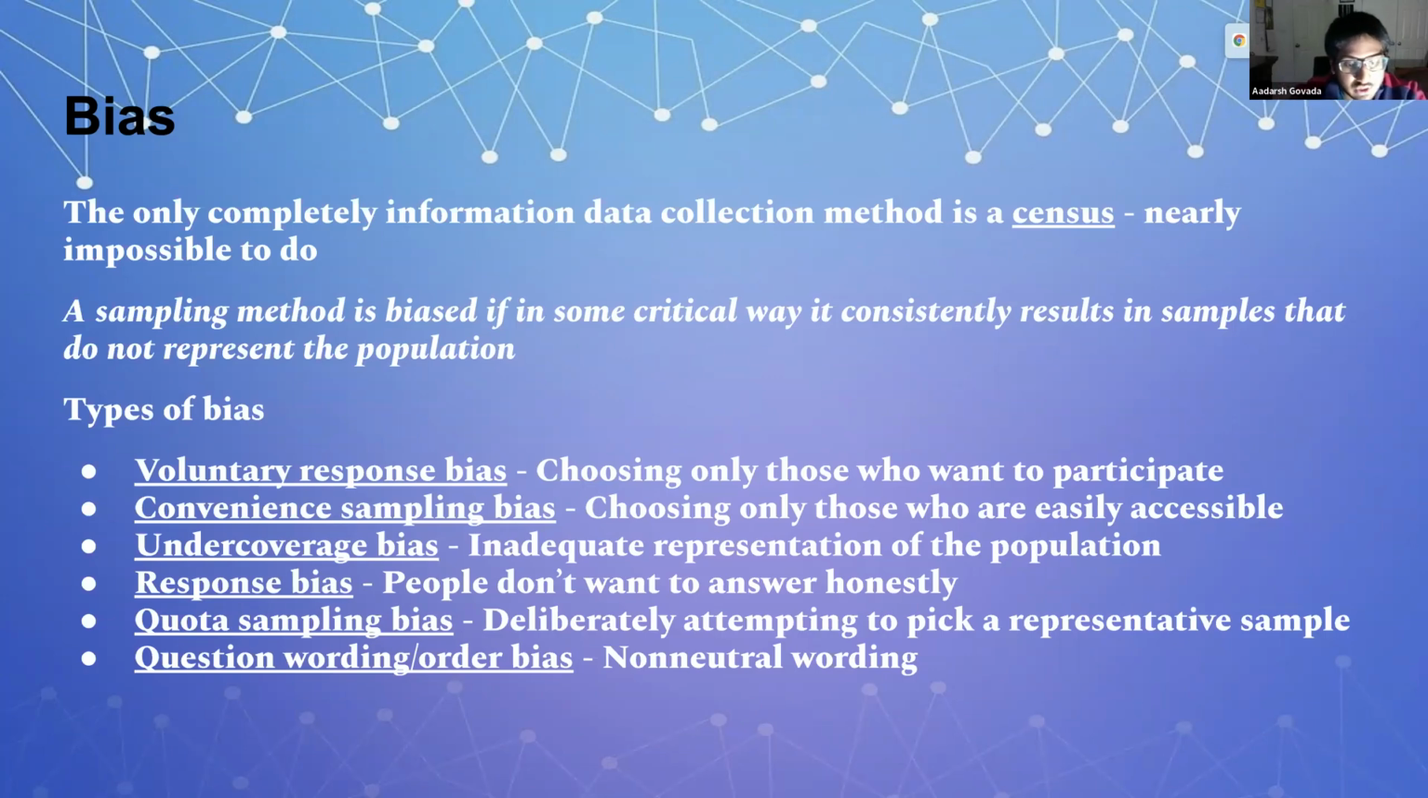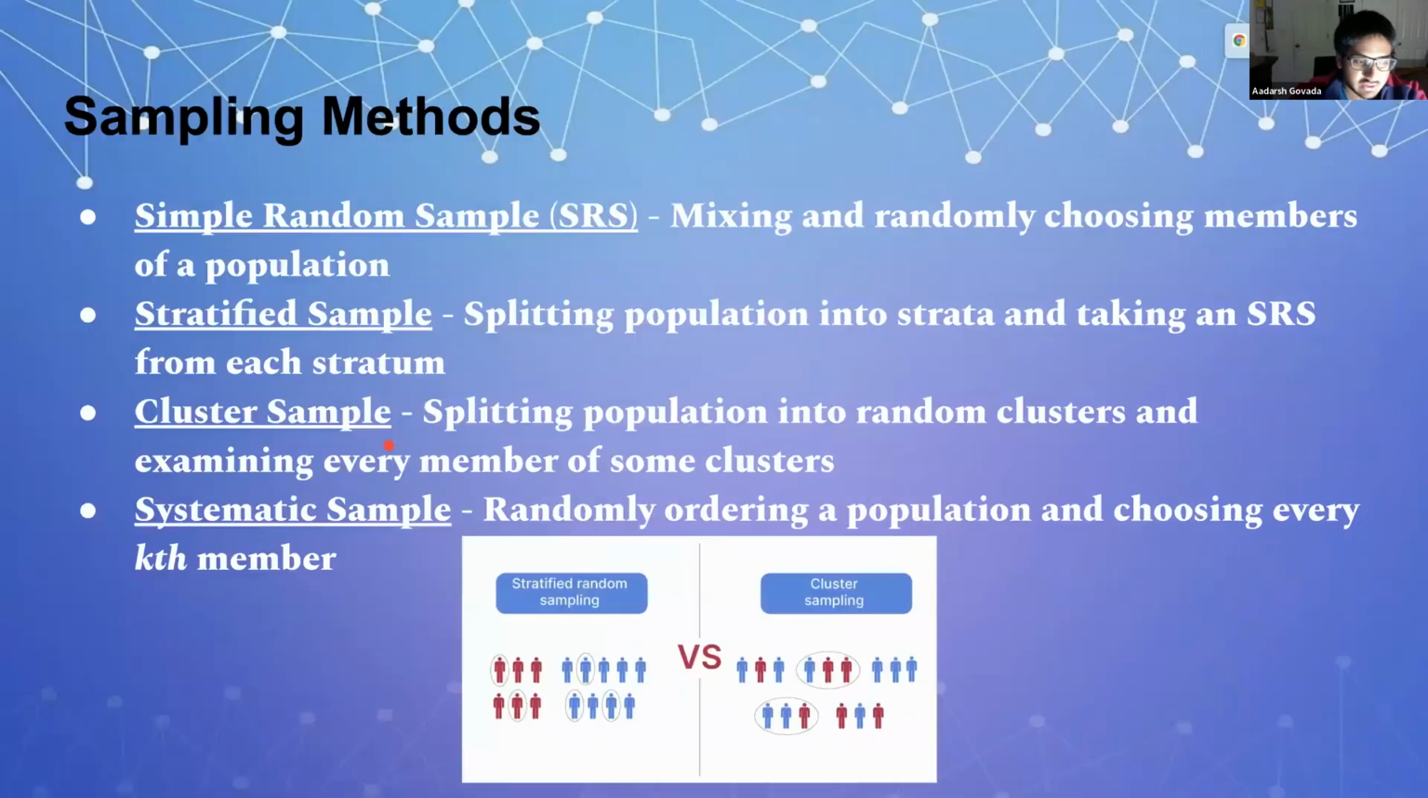And then there is question wording or order bias, which is when questions are worded in a way that leads to one specific answer being preferred. Like if you ask a yes or no question and you word the question so that saying yes would seem offensive, that would be an example of order bias or question wording bias.